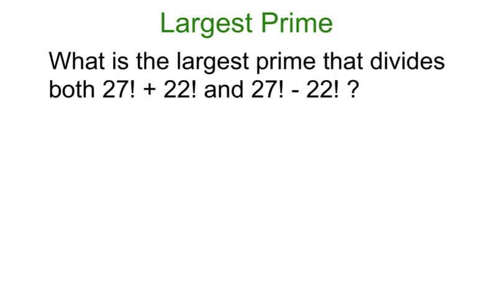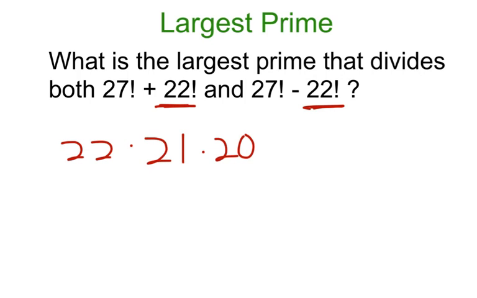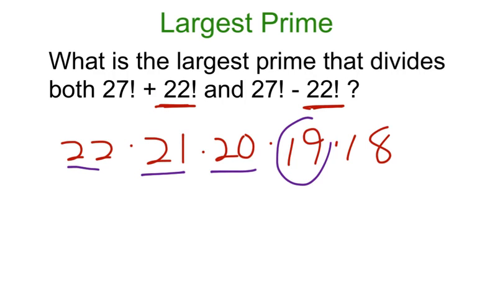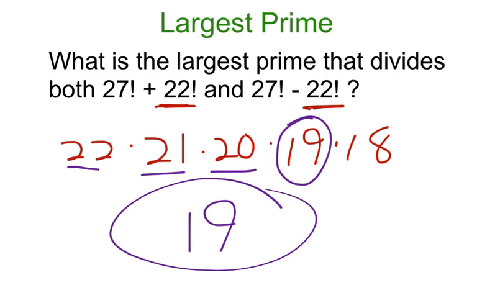All right, so they both have a 22 factorial in common. So we're going to factor out the 22 factorial. And then if we write 22 times 21 times 20 times 19 times 18, have you seen a prime number yet? 22 is not prime. It's even. 3 will go into 21. 20 ends in a 0, so we know 10 will go into it. Whoops, there we go. 19 is going to be our answer. 19 is the largest prime.